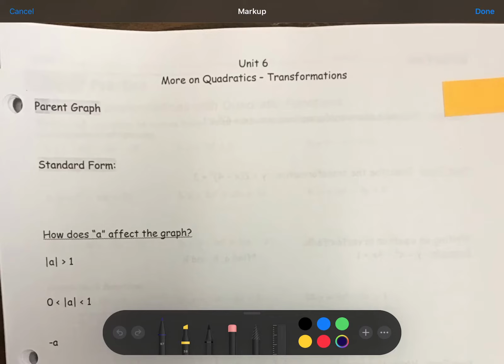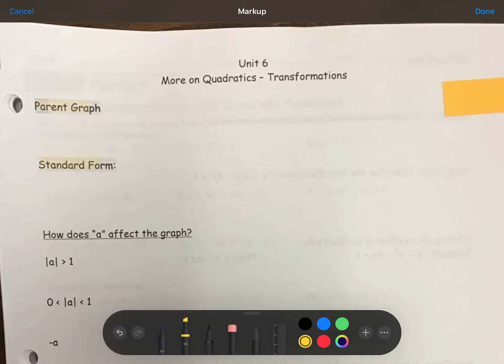All right, today I'm going to talk to you about more quadratic stuff, and the stuff we're going to talk about is transformations. So how does the graph compare to what is called a parent graph? Is it shifting to the left, shifting to the right? Is it flipped upside down? Is it fatter? Is it narrower? So these are the things that we're going to talk about today.